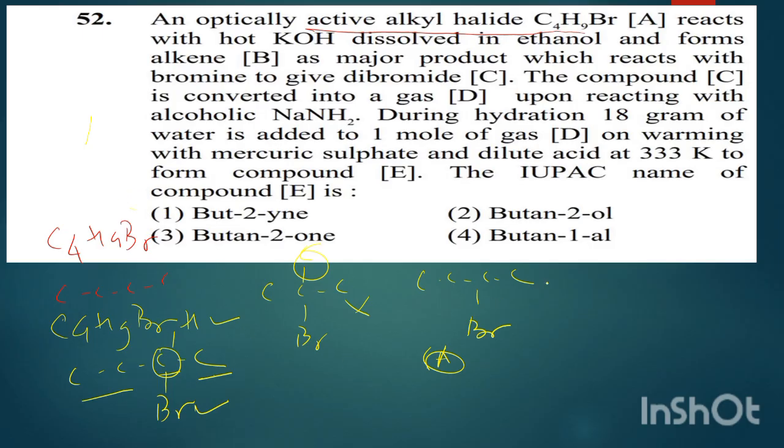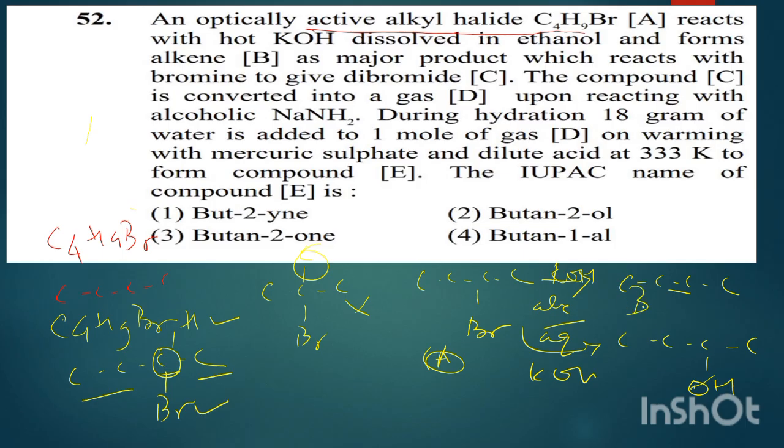Next, it reacts with hot KOH dissolved in alcohol, that is, alcoholic KOH. We know that from alcoholic KOH we get a double bond. Had it been aqueous KOH, it would have given us this one, that is butan-2-ol. So we have B till here. We started with A, then we went to B.